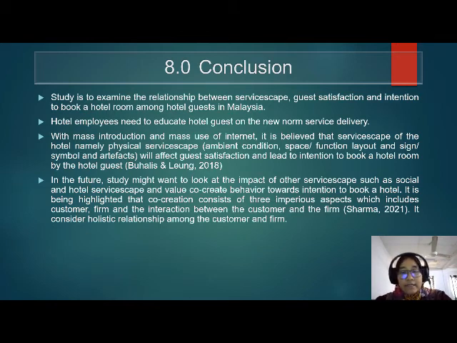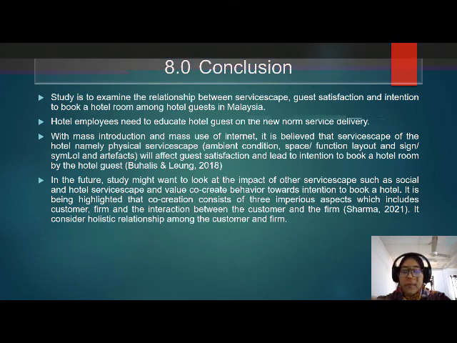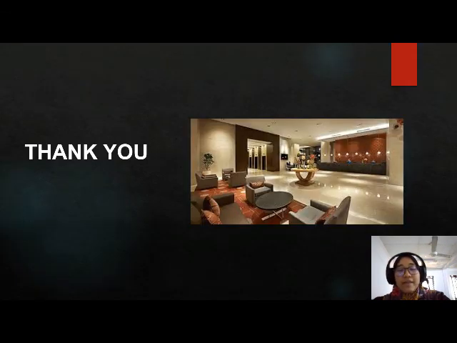This was highlighted by Sharma 2021, that co-creation consists of 3 imperative aspects, which include the customer, the firm, and the interaction between the customer and the firm. So it can be considered a holistic relationship between the customer and the firm, not only looking at one stakeholder but more than one stakeholder, that is the customer and the firm. With that, I conclude my presentation. Thank you very much.